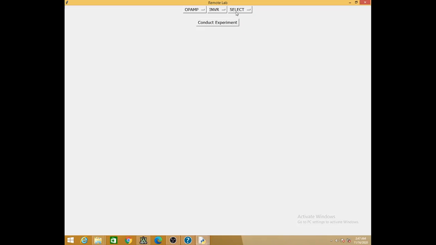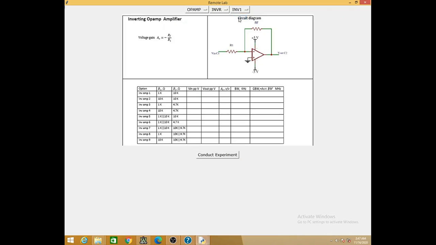Click on that. You have 9 different combinations, INV1 to INV9. Just click on any one of them and you'll get the details of all those experiments. You can see it is inverter 1, and the values of R1, RF, all those things are specified here, so that the user can select whichever inverter he wants, conduct the experiment, and select any one of the inverting amplifiers depending on his choice.